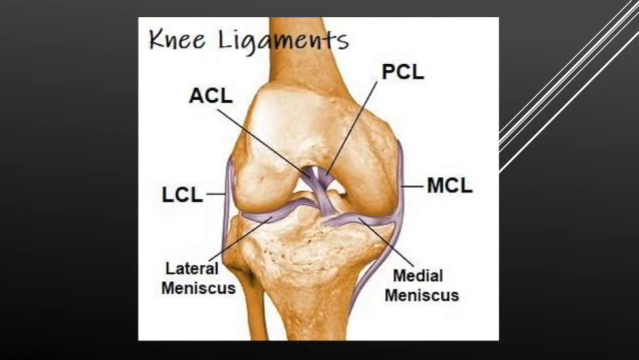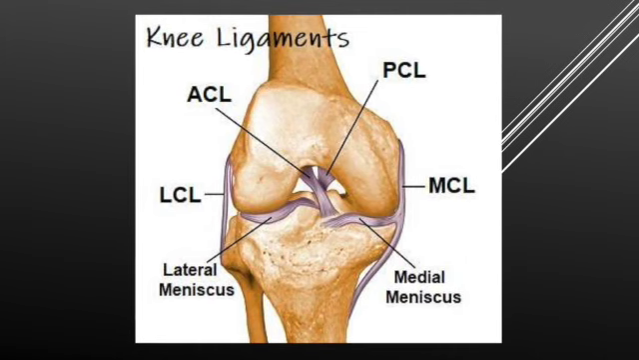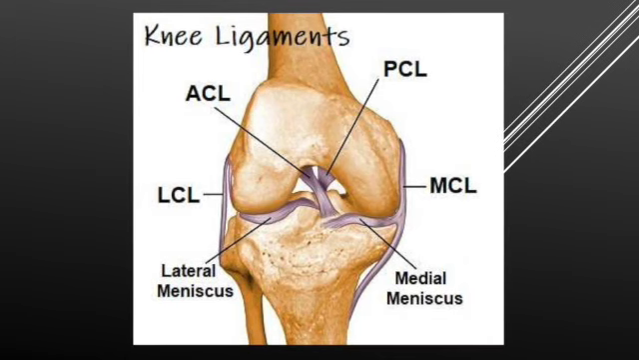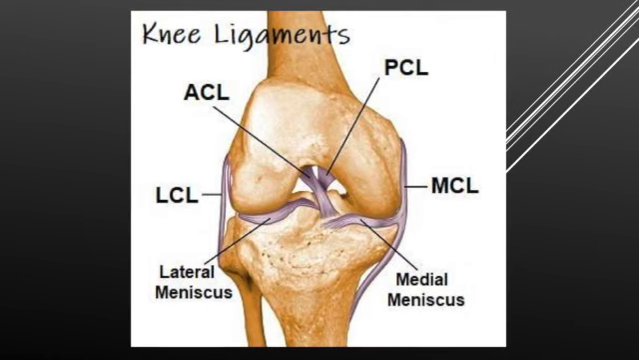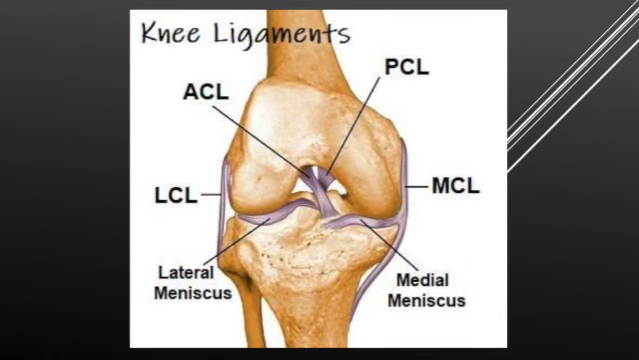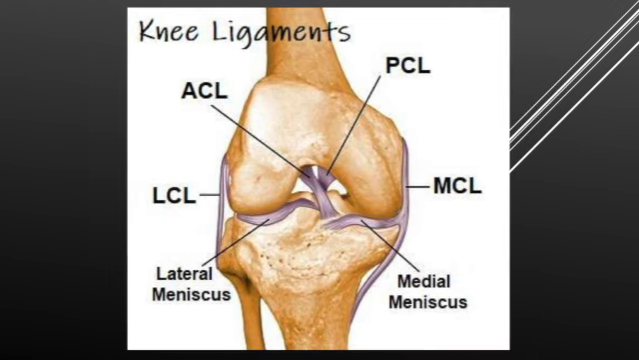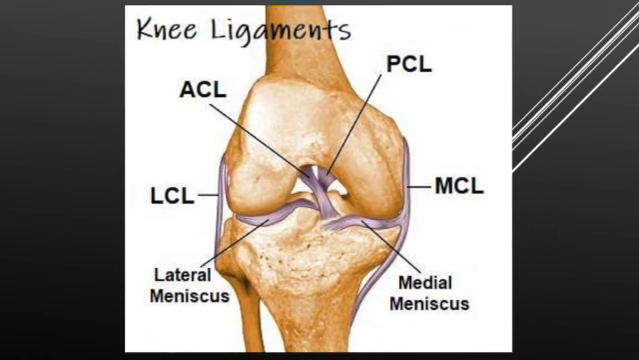Anatomy of the knee. In the knee, we have four major ligaments. The medial collateral ligament, which gives stability to the medial part of the knee. The lateral collateral ligament, which stabilizes the lateral part of the knee. Anterior cruciate ligament, which is located in the center of the knee and prevents excessive forward movement of the tibia. Posterior cruciate ligament, which is located in the center of the knee and prevents excessive backward shifting of the knee.